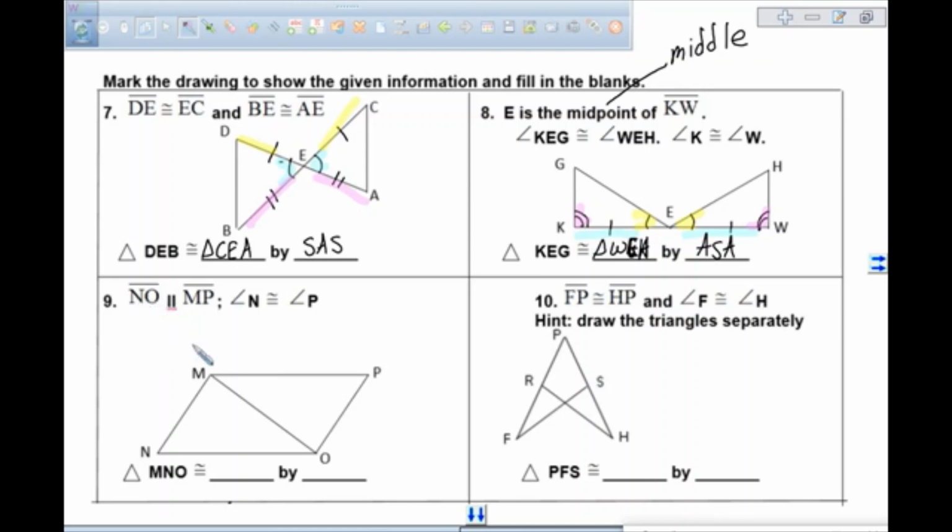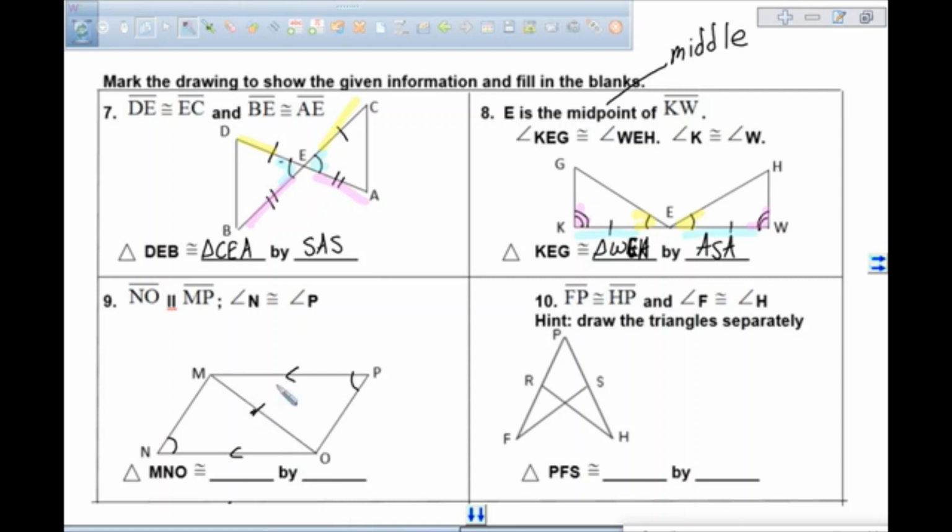On our next one, we know that segment NO is parallel to segment MP, so we can put arrows on them. We know that angle N and angle P are congruent. We know that segment MO is congruent to itself.